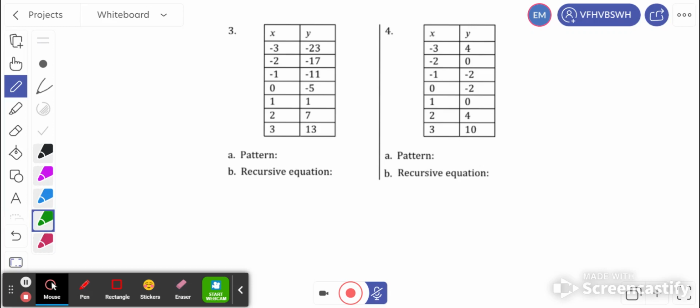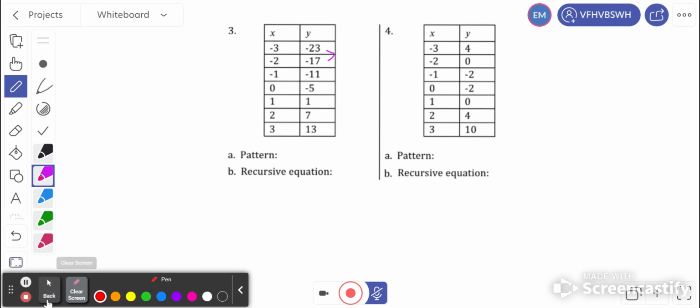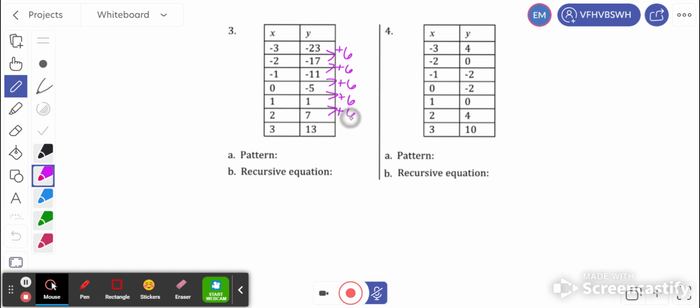Remember that when we're looking at these, what we want to do is figure out what is happening to get from one number to the next to the next. So we have, from negative 23 to negative 17 is adding 6. From negative 17 to negative 11 is still adding 6. Negative 11 to negative 5 is adding 6. Negative 5 to 1, plus 6, and it is going to be plus 6 all the way down.